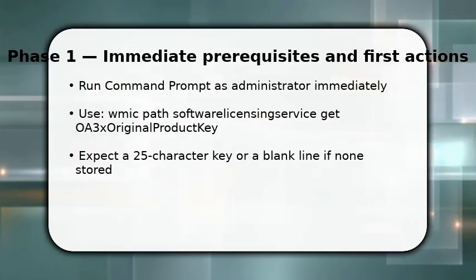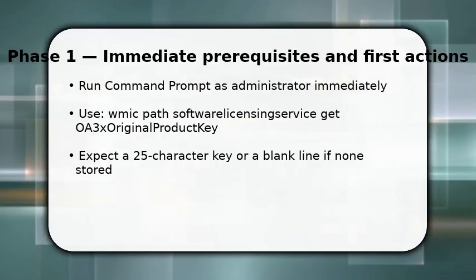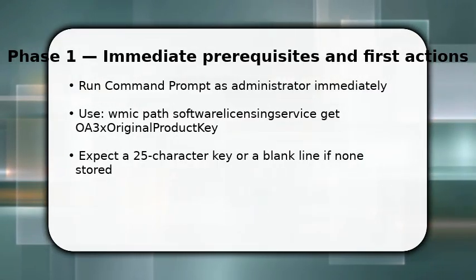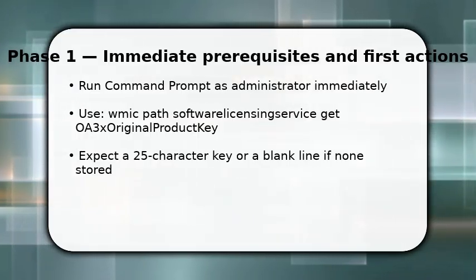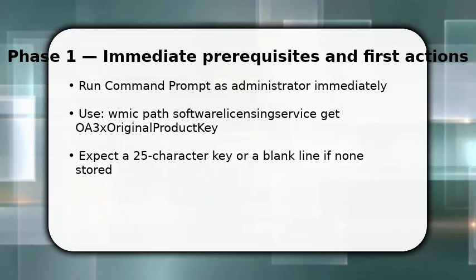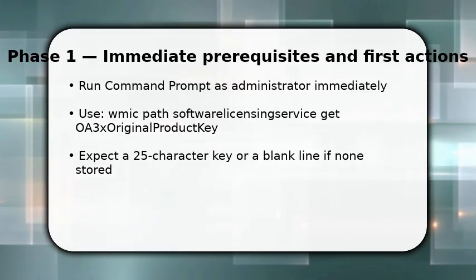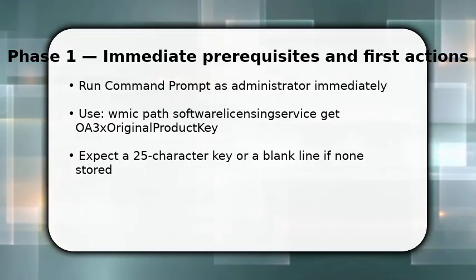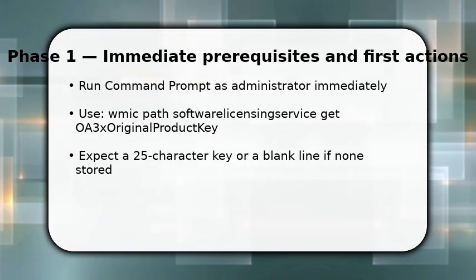You start by opening Command Prompt with elevated rights. Make sure you select Run as administrator now. Type the exact command, WMIC Path SoftwareLicensingService get OA3xOriginalProductKey, and press Enter. This queries the firmware-stored OEM key in many systems, which is why it often returns a 25-character key, formatted with dashes. Once done, note the output carefully.